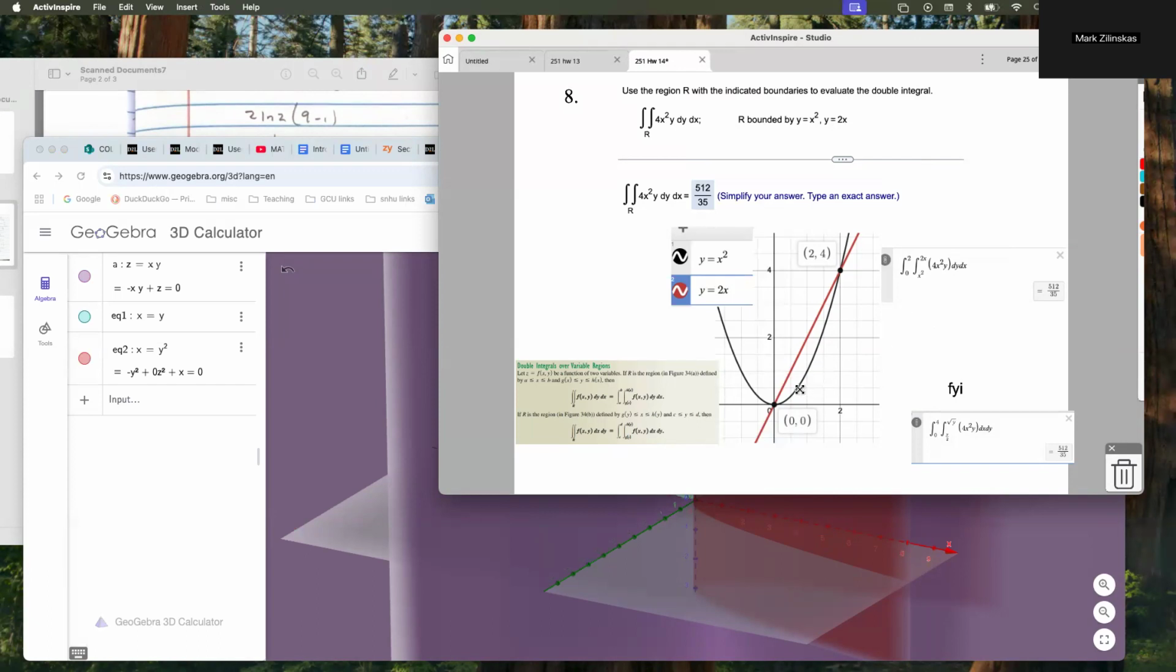Y is going to start at X squared and go up to 2X. Okay, and here's my roof, so to speak, that goes in the integral here. And then on the outside, X is going to go from 0 up to 2. Notice again, if I just evaluate that integral on Desmos here, I get 512 over 35.